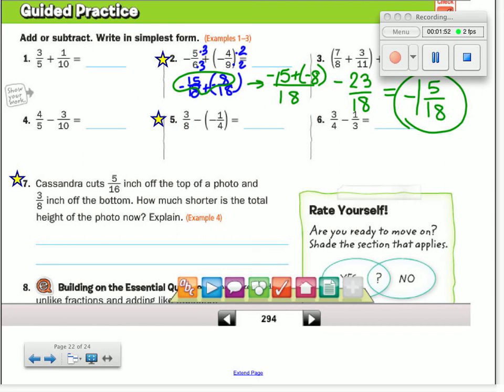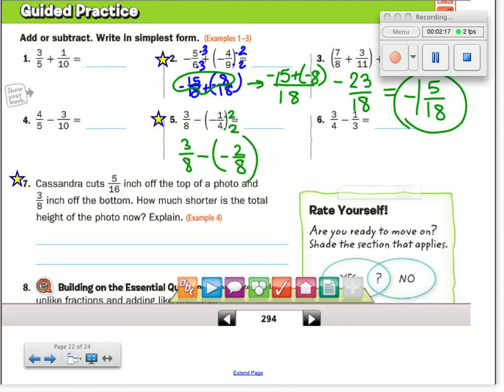Number 5, again, we need to find a common denominator first to rewrite the problem. So what could both 8 and 4 go into? Yes? 8. 8, definitely. You could have used something else like 24 would work, but let's just use 8. So we're going to keep this one the same, 3/8 minus negative. 4 times 2 is 8. 1 times 2 is 2.